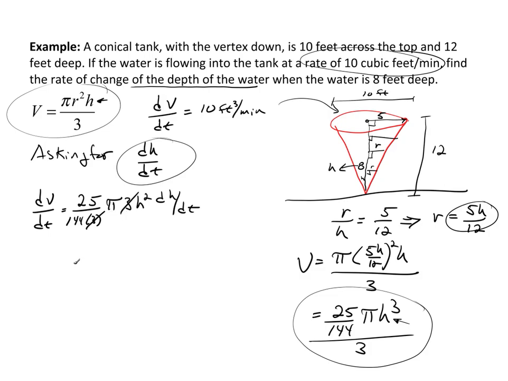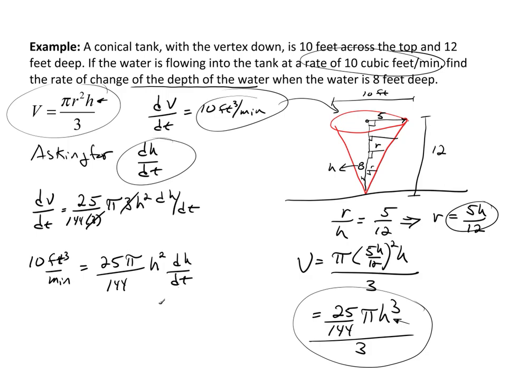So I guess it was good in a way that I was lazy and didn't multiply that out because it went away from me nicely. So dV/dt, which by the way we said was 10, so 10 cubic feet per minute is equal to 25π over 144 h squared times dh/dt. So what I want to do now is solve for dh/dt.